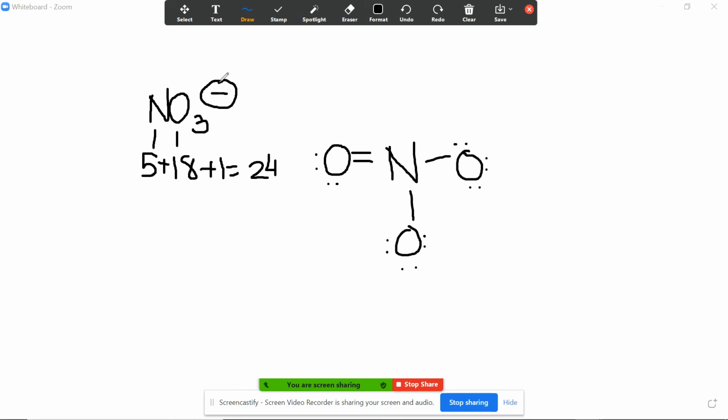Well, the big difference here is nitrogen doesn't want to make 4 bonds. So we're going to have a +1 charge coming off of our nitrogen because nitrogen wants to make 3 bonds. And then we're going to have -1 here, -1 here. So now we have a -1 charge because +1 plus -2 is going to give us -1.